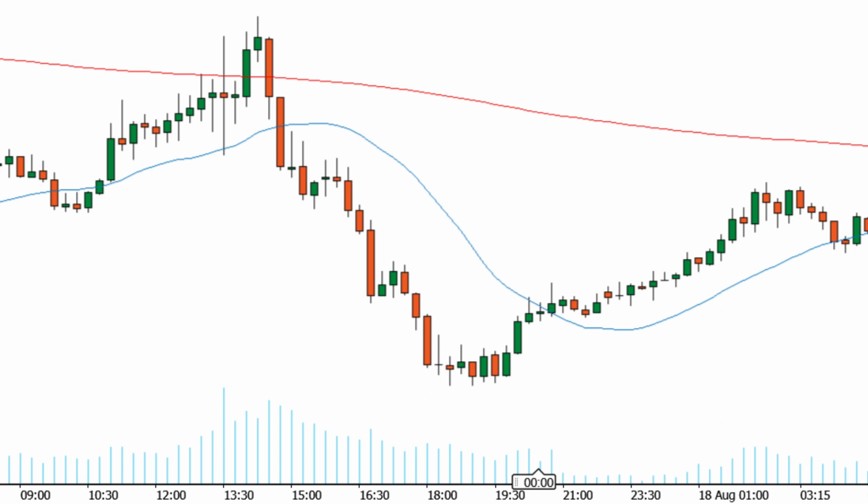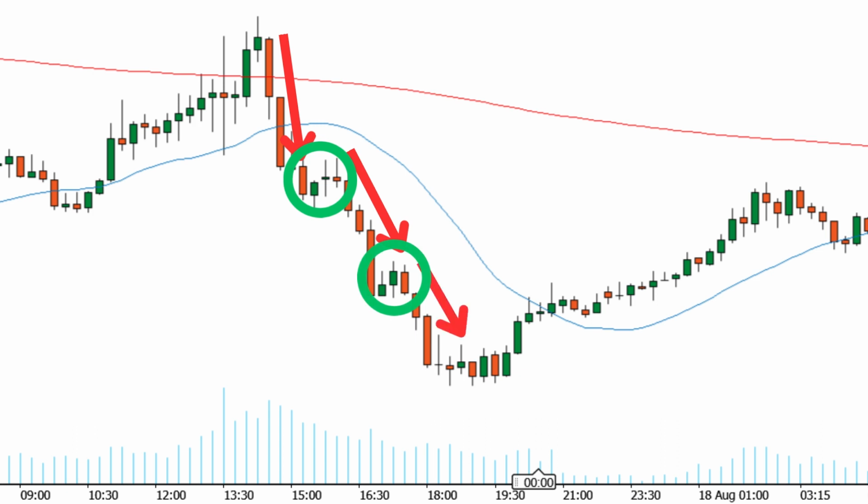Two bars of the same color, when one is after the other, can be considered to be one larger bar. You can therefore split this decline up into three moves, separated by two pauses or pullbacks. So we have the first move, which starts the decline, a pullback, a second move, another pullback, and finally the last move which ends the decline.